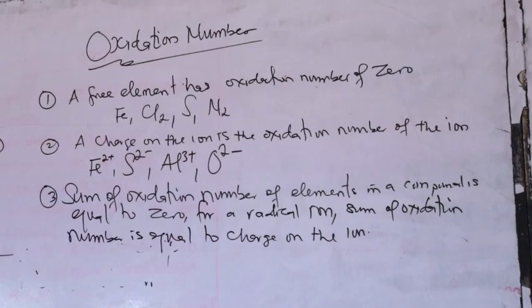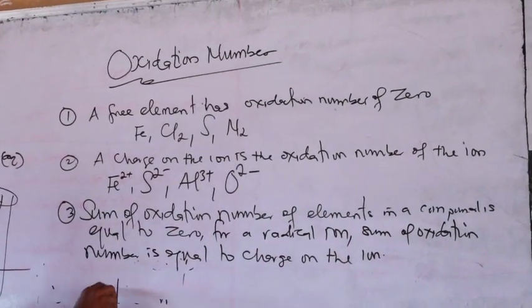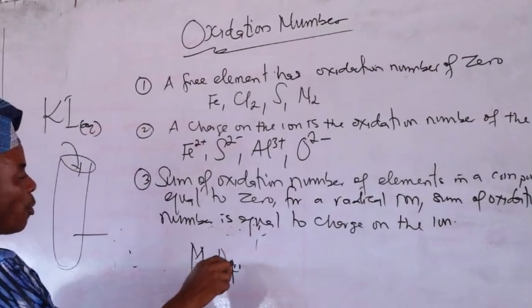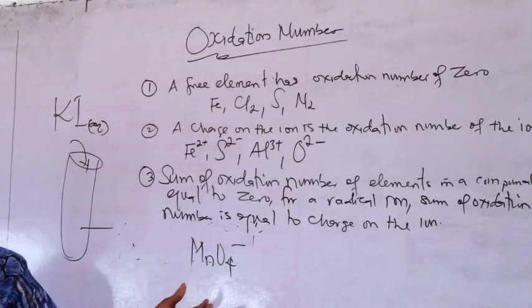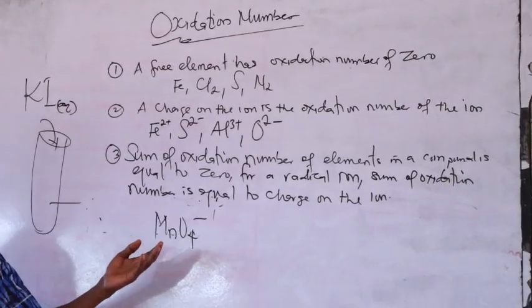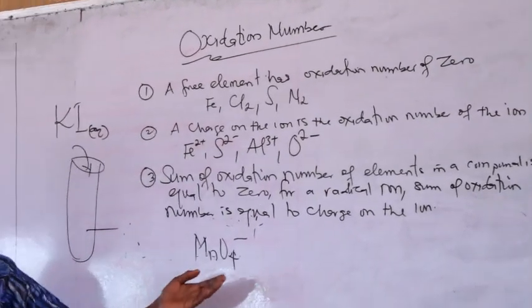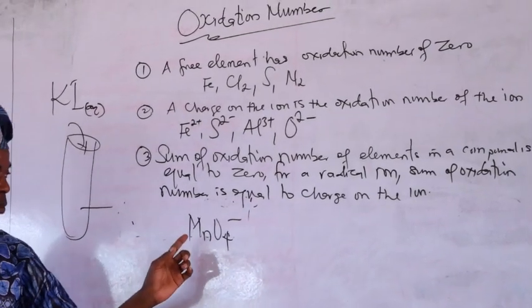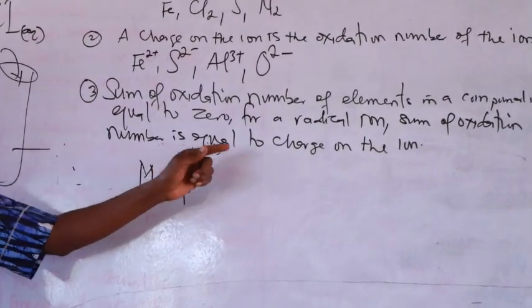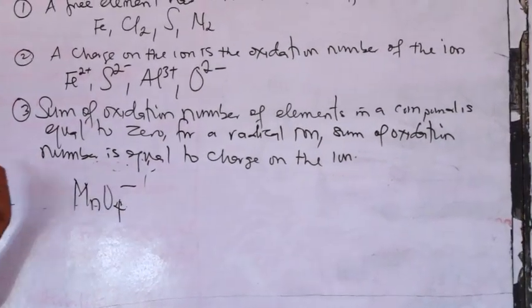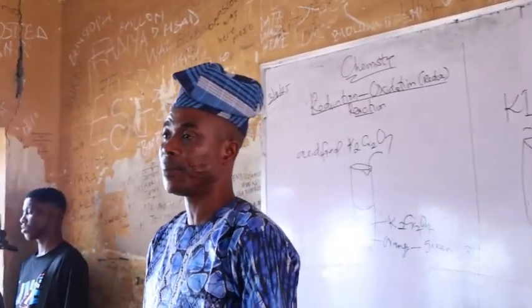But when you have a group of atoms that possess an electrical charge, for example MnO4 minus, this is an example of a radical ion. This ion has 2 atoms. What are they? Manganese and oxygen. In this case, if you add the oxidation numbers of manganese and oxygen, what you are going to get is -1. That is different from one that has no charge. Is that clear?